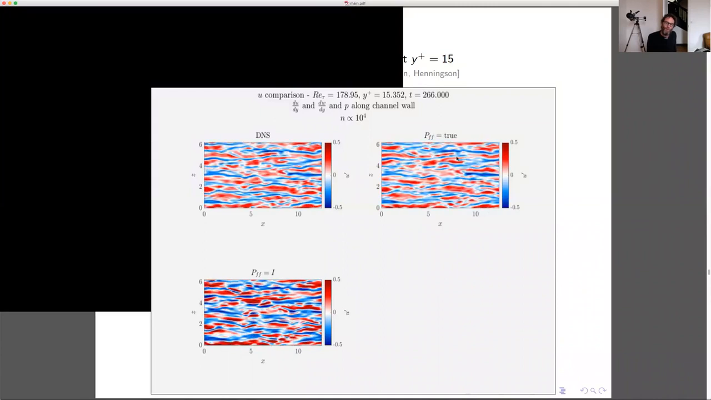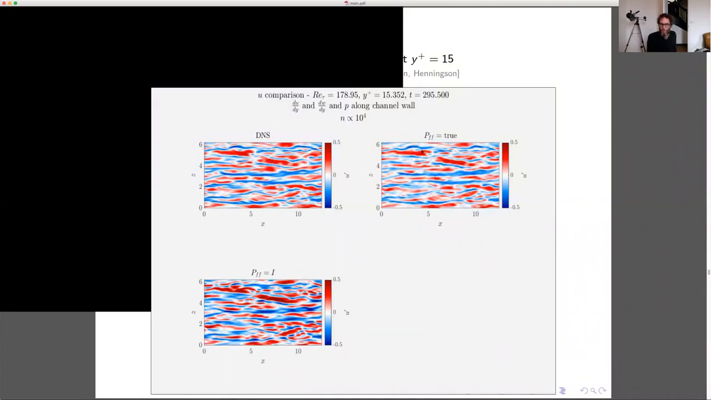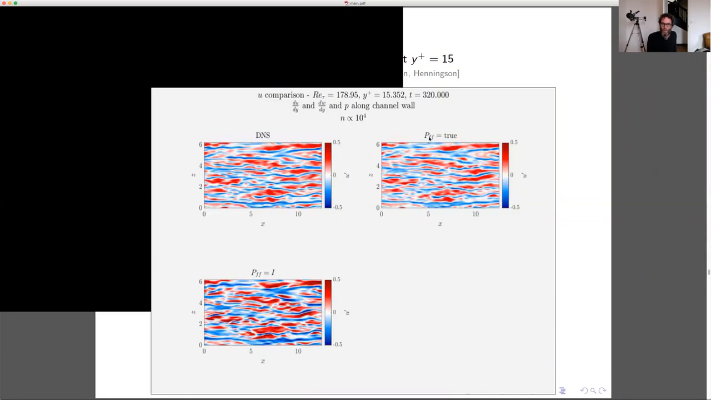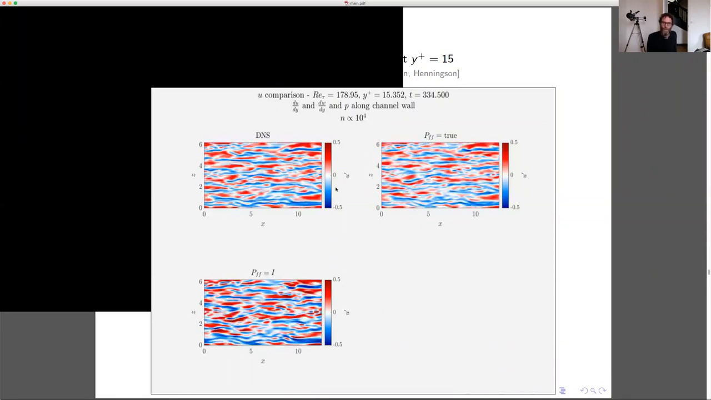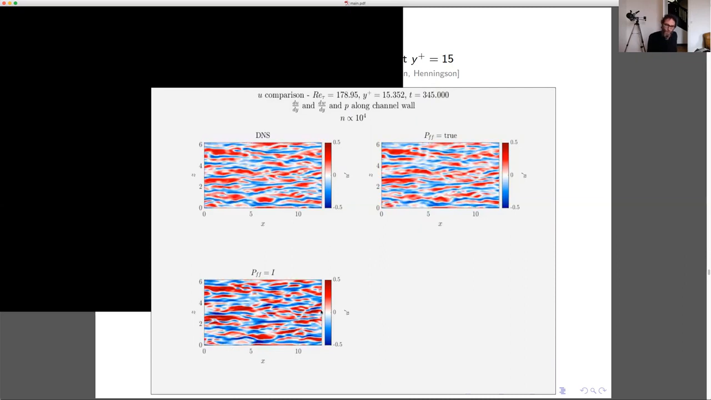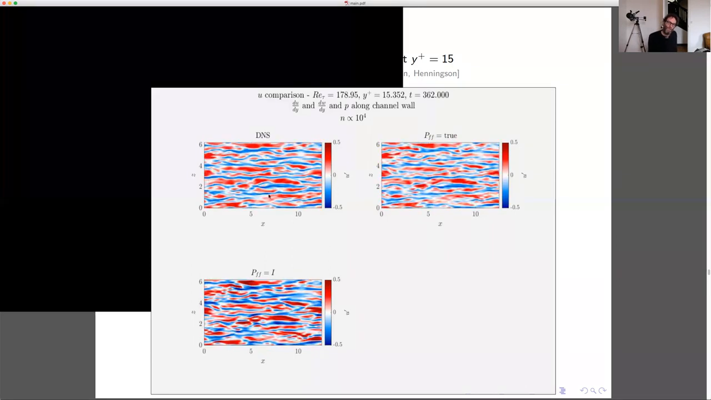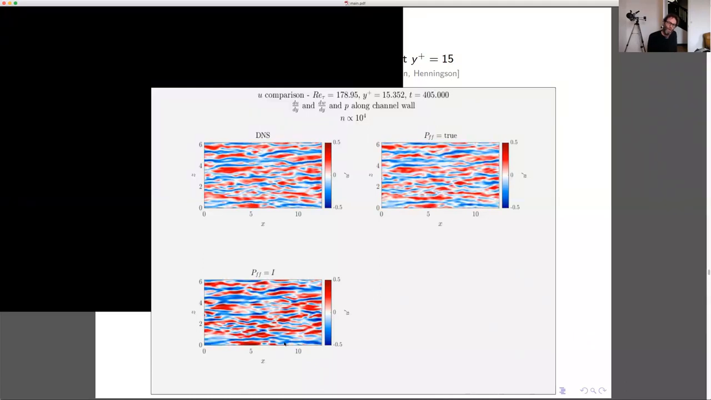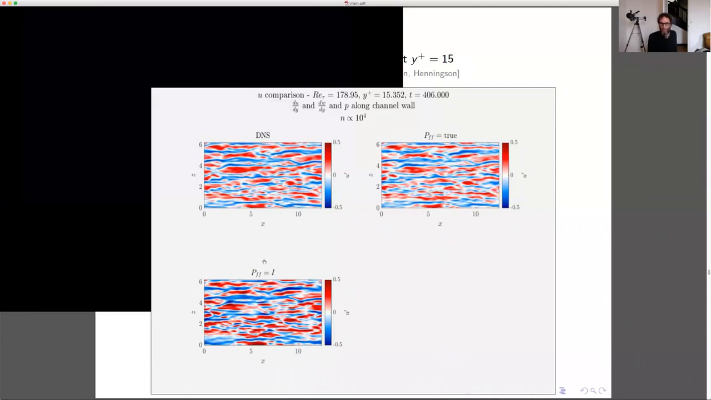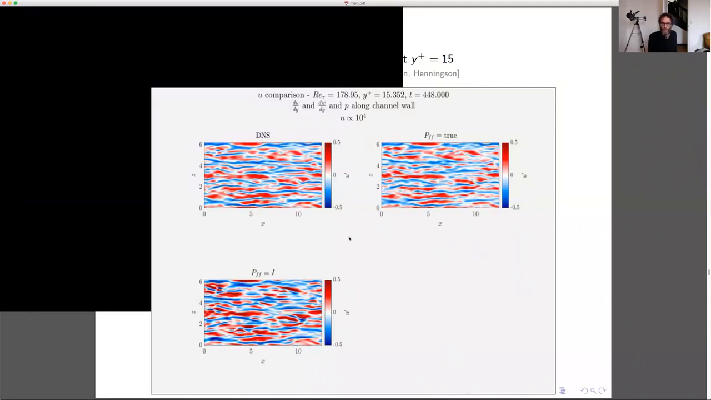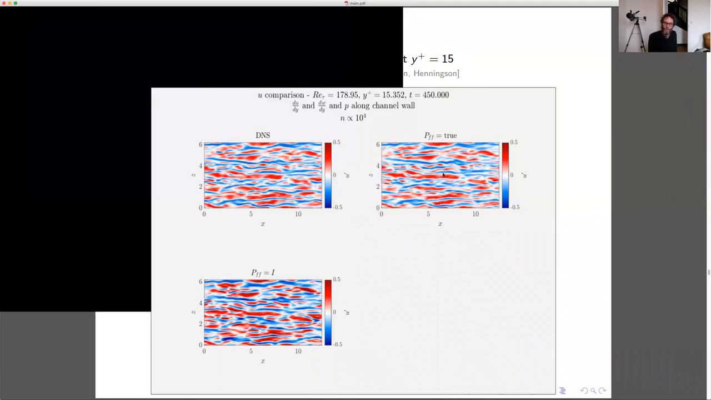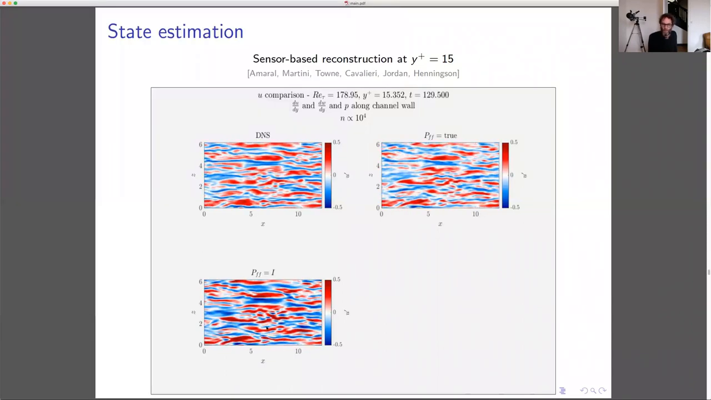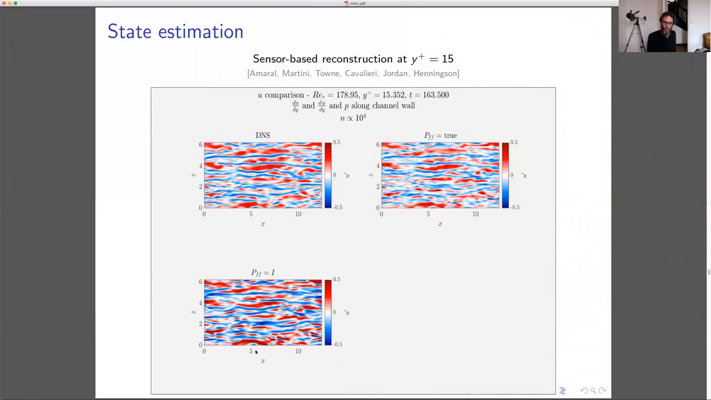Basically, if you use the true forcing statistics, apologies for the change in nomenclature, this PFF is what I was calling F, you see that you can produce a very nice match with the DNS. If you use an assumption of spatiotemporally white statistics, the structure is there, but the amplitudes are a little off, as we saw in the statistics earlier. If we now change to higher y plus, you can see that again the true PFF is giving you a superior estimate in terms of the amplitudes compared to an assumption of spatiotemporally white statistics.